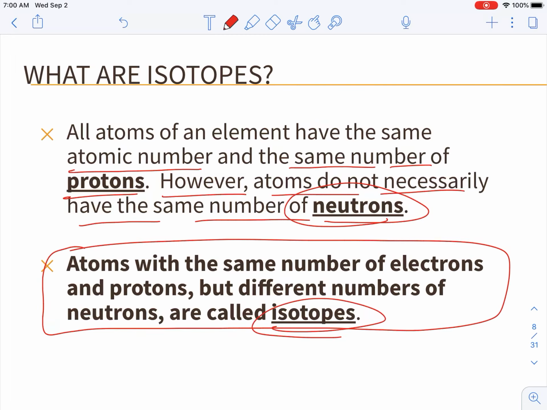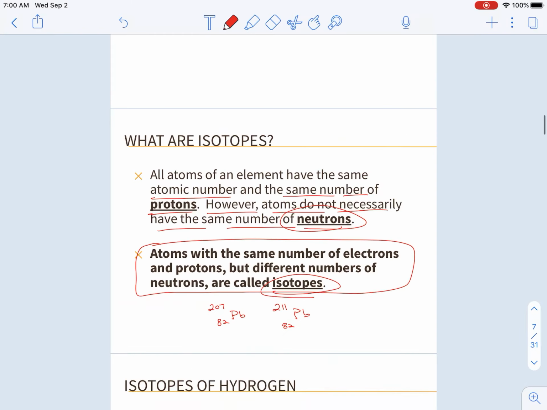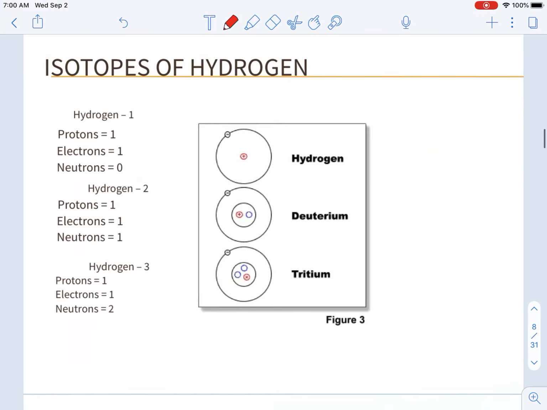So if you had something like lead, you'd typically see lead 207. So this is the mass. That's the number of protons, or the atomic number. But sometimes you might see something like this, 211 lead with the 82. And so this is going to be your atomic number. That's going to be your atomic mass, which is dependent upon the number of protons and neutrons. So just some examples of some isotopes.